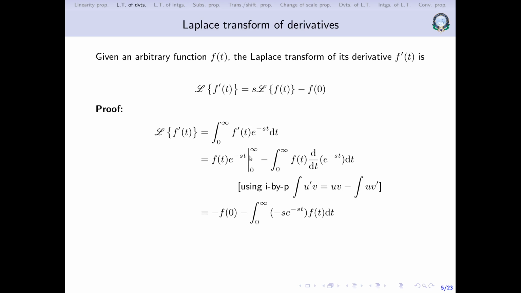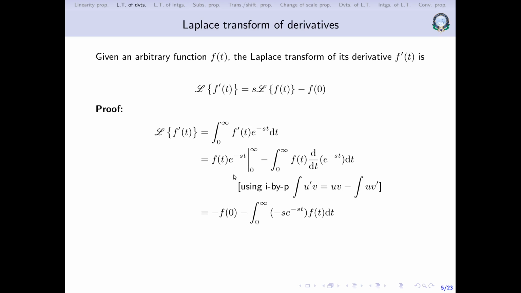So this is going to evaluate to f of 0. How? Because when we put the upper and the lower limits, as we saw in the previous lecture, when I put the upper limit infinity on e to the power minus st, that is going to give us 0, because we have minus s, and of course this will be possible only if s is positive.